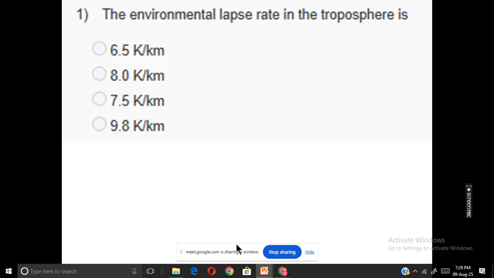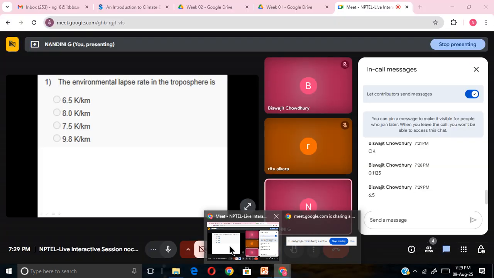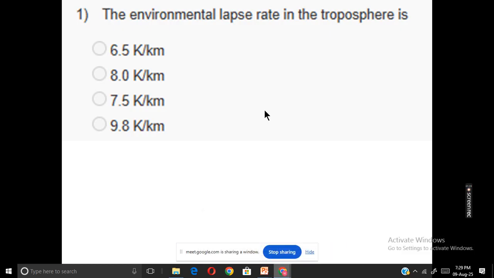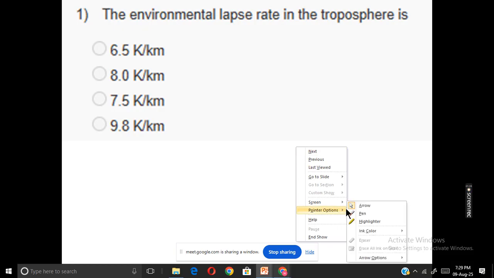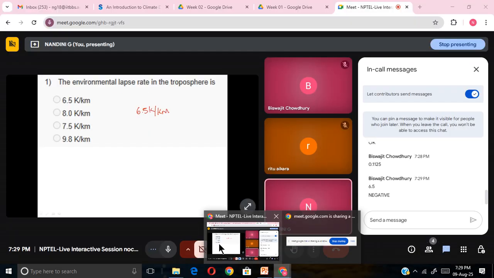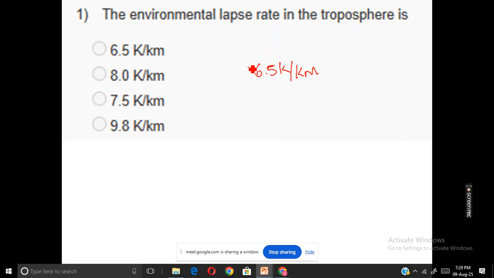Now, this is, I think, from week 2. The environmental lapse rate in the troposphere. What is the lapse rate value in the troposphere, and what is the sign? The value is 6.5 Kelvin per kilometer, which means as we go up in the troposphere, for every 1 kilometer there will be a decrease of temperature, and it is minus, indicating decrease. As we go up, there will be a decrease in the temperature.